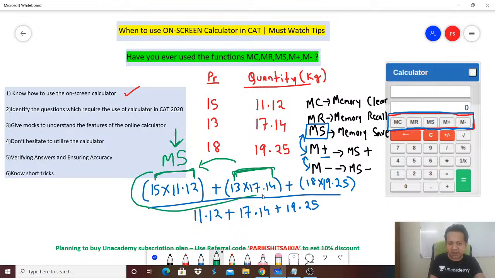So what do you have saved now? You have saved this total output.